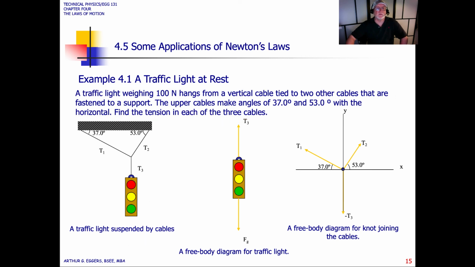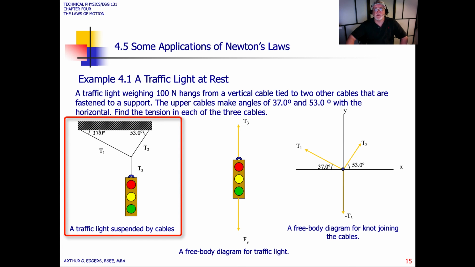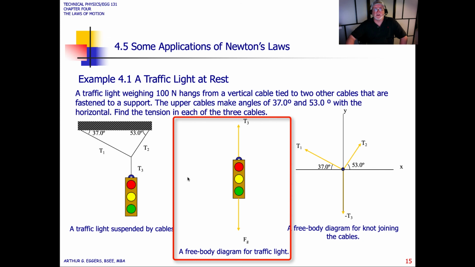So if we look at the problem as stated, we've got some tension 1, some tension 2. It makes an angle 53 from the horizontal. This makes an angle 37 from the horizontal. And then we've got T3 that the traffic light is suspended from at that knot right there. So if we start taking it apart into its free body components, let's just disconnect the traffic light and say that everything from here up is depicted as tension 3. Everything from here down is the force of gravity.